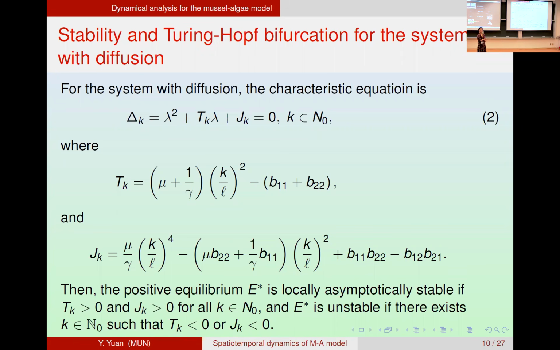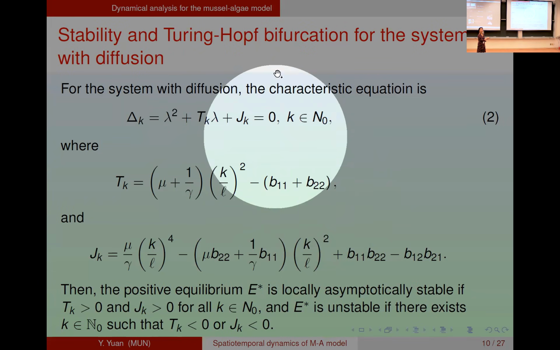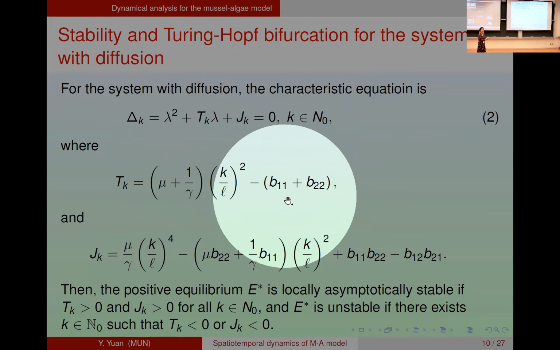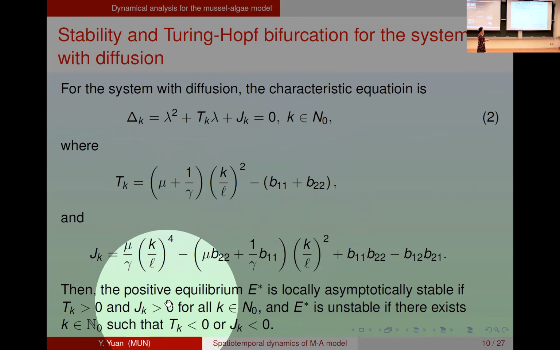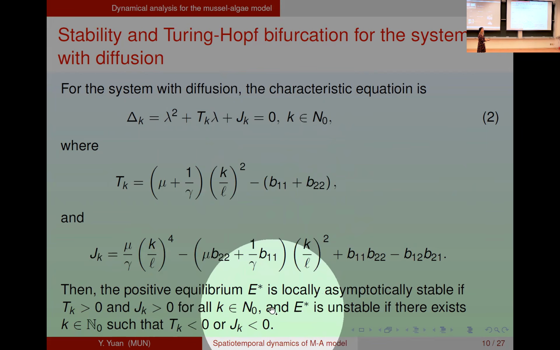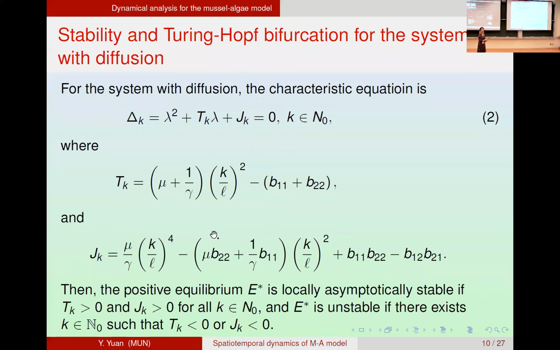We can discuss again its characteristic equation. Because of the involvement of diffusion, the characteristic equation has a sequence of these, because k is a wave number. It's easy to see this positive equilibrium is locally asymptotically stable if both of these coefficients are positive. Otherwise, if one of them is negative, it becomes unstable. So it's possible to have the diffusion-driven instability. That's our main purpose in this project.